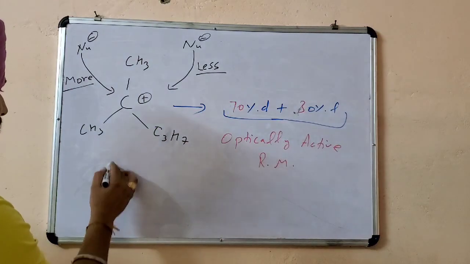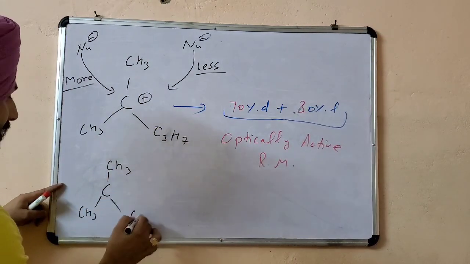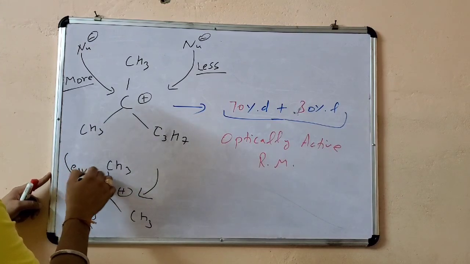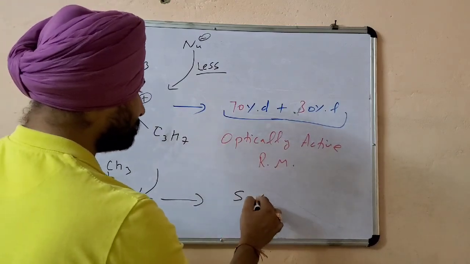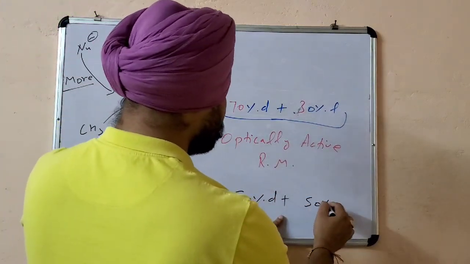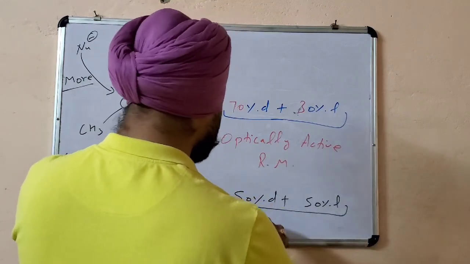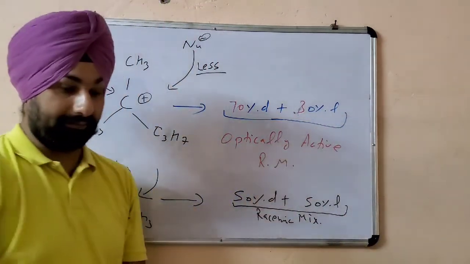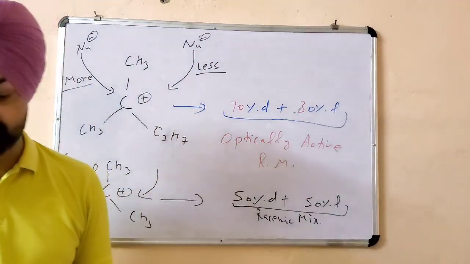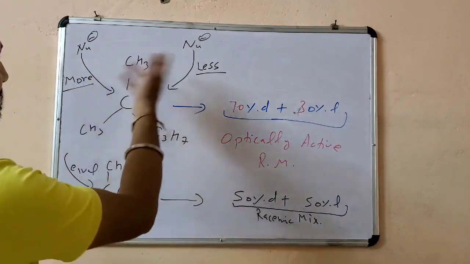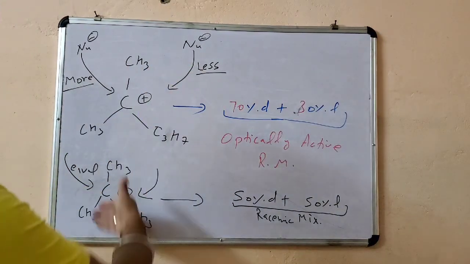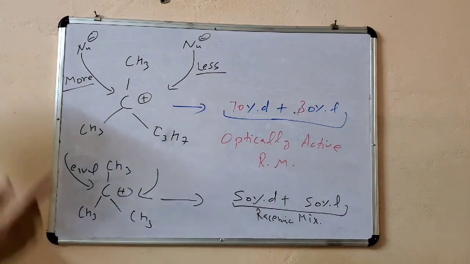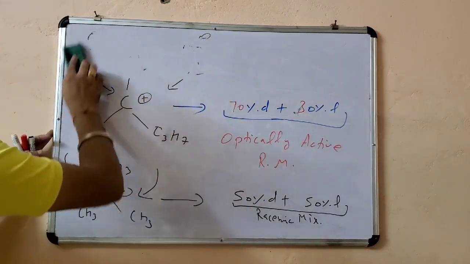If it is CH3 and the attack is equal from both sides, then 50% D plus 50% L will be formed, and it is a racemic mixture. Racemic mixture means optically inactive, because the 50% D will cancel the 50% L form. Hence this is the SN1 and SN2 mechanism. This is the important stereochemical geometry, and in the last we have some differences between the SN1 and SN2 mechanisms.